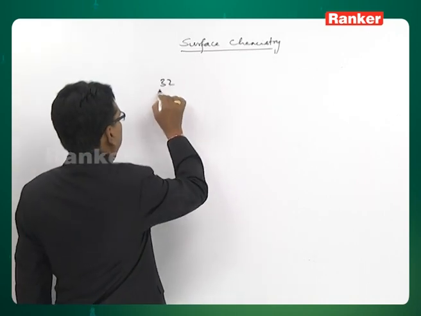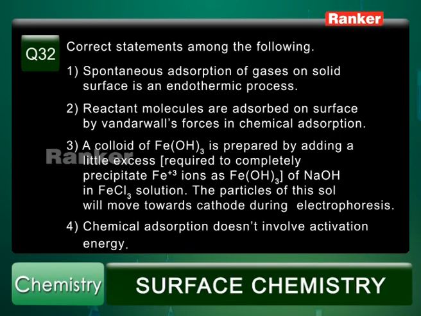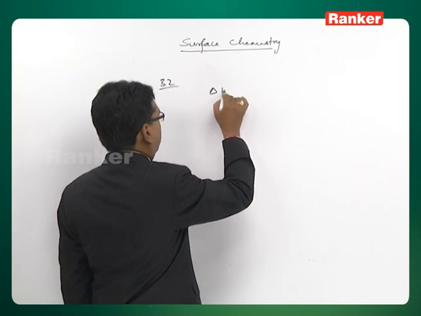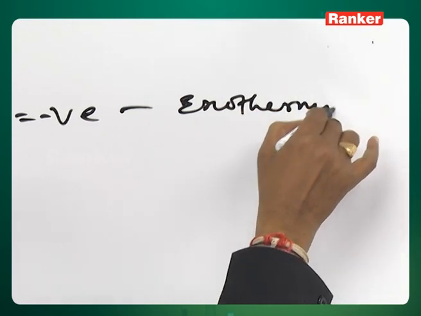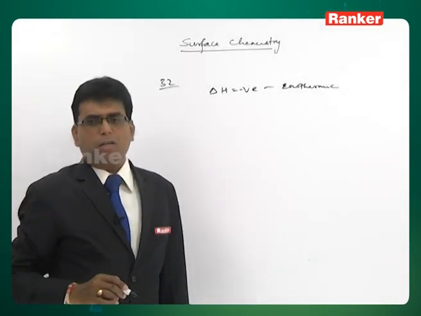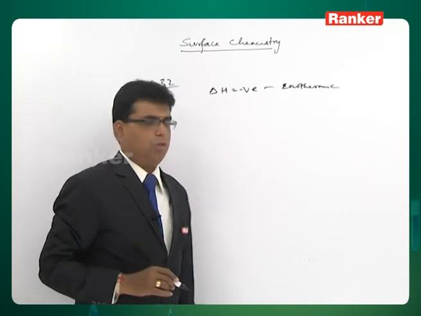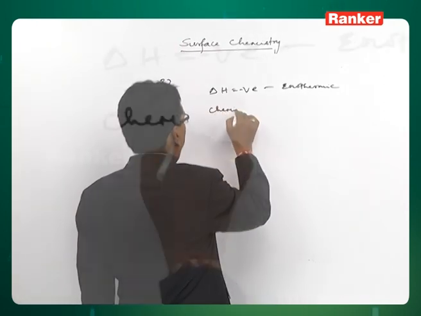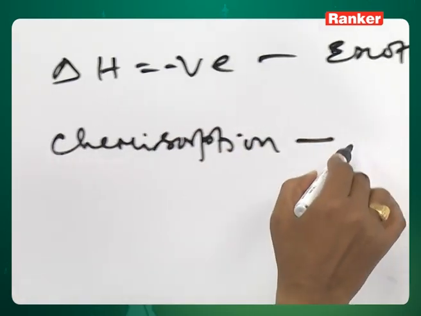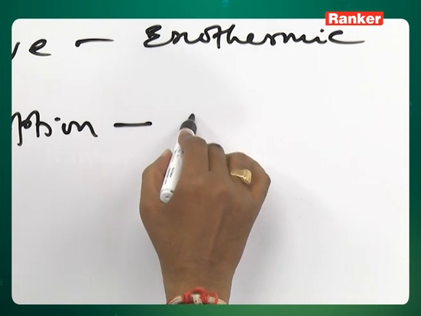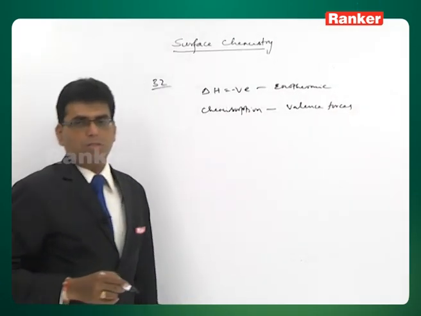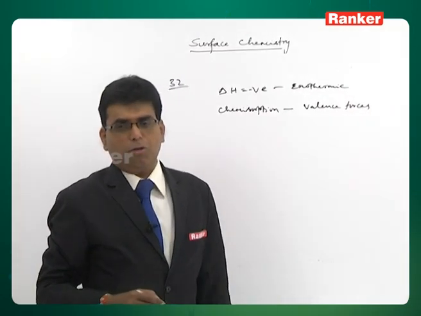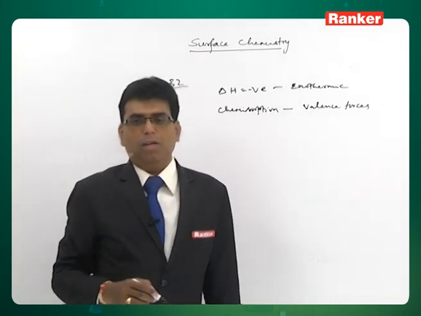Now, 32nd question, correct statements among the following: spontaneous adsorption of gases on solid surface is an endothermic process. No, delta H is negative, it is exothermic, but not endothermic. Reactant molecules are adsorbed on the surface by van der Waals forces and chemisorption. No, chemisorption is not because of van der Waals forces, but because of valence forces.